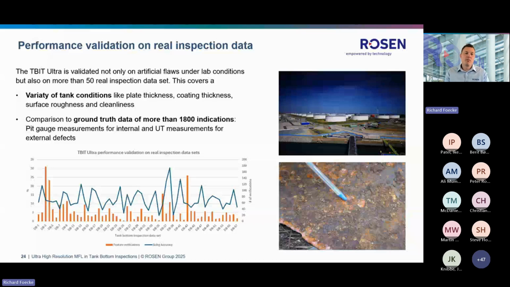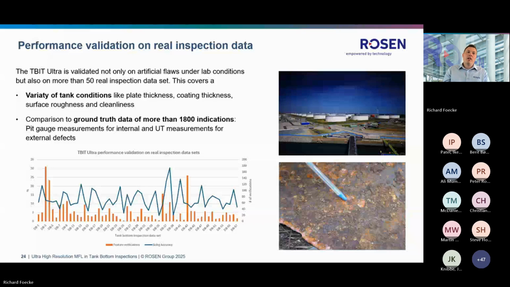What you can see on the bottom left are the results of the performance that we assessed. Of course, on different tanks we did different amounts of feature verification, and you can see the sizing accuracy also differs per tank. However, as mentioned before, under ideal circumstances we reached accuracies of less than 5%. Under certain circumstances, sizing accuracy is a little bit worse. However, on average, we reached an accuracy of 10 to 12% over the whole range of tank bottoms.